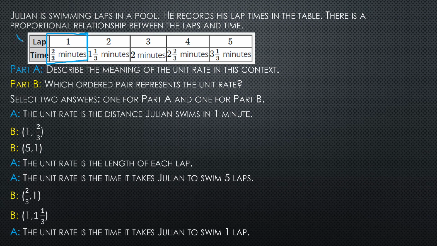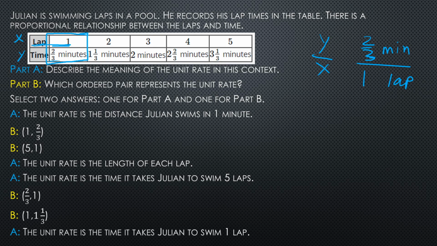Okay, remember that you have your x and then y. When I write it as y over x, that means that I'm going to have 2/3 of a minute for every 1 lap. 1 represents laps. 2/3 represents minutes.